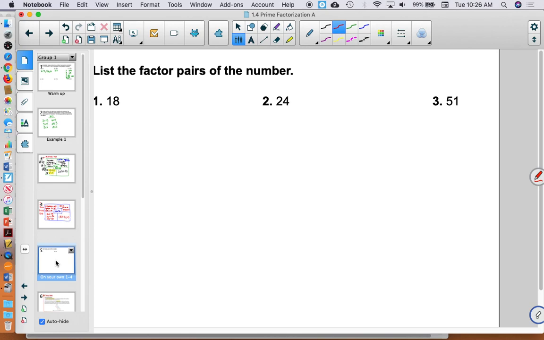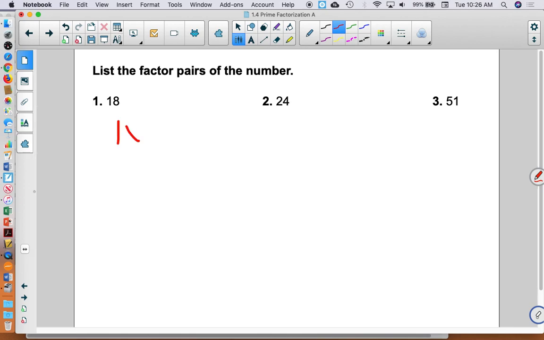If I'm listing the pairs, I have 1 and 18. Do you agree with that? Are those factor pairs? Yes, they are. What other factor pairs can you come up with for the number 18? You know what I do when I go looking for those? I just start going, because sometimes when you list factor pairs, you forget one or two. But if you go down the rules of divisibility, you're not going to forget anything.